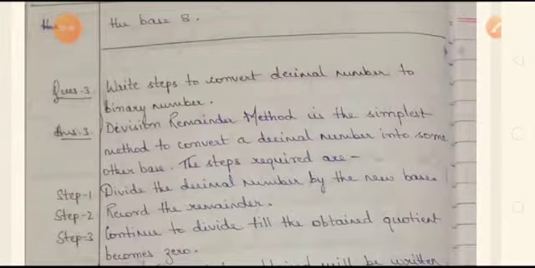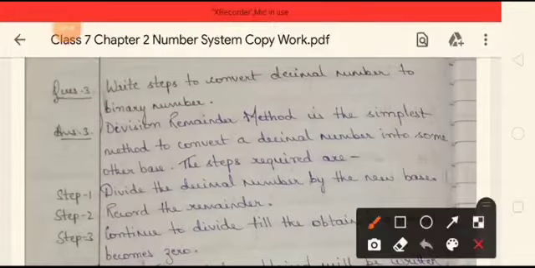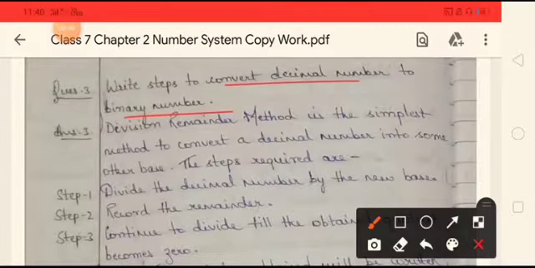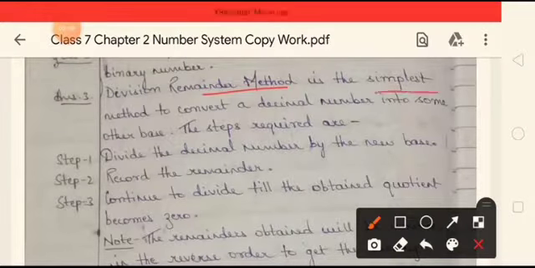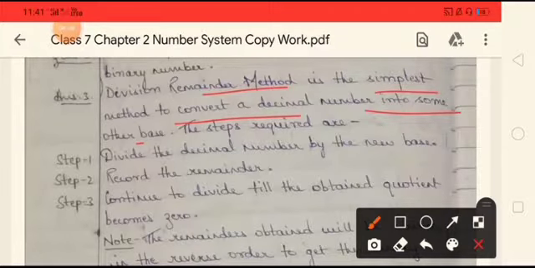Now, our next question is, write the steps to convert a decimal number to a binary number. Here we have been asked how we can convert a decimal number to a binary number. Let us see one example along with the steps. The division remainder method is the simplest method to convert a decimal number into another base. You have studied a similar method in the LCM chapter of your math.